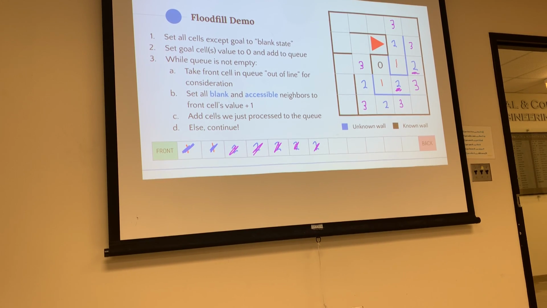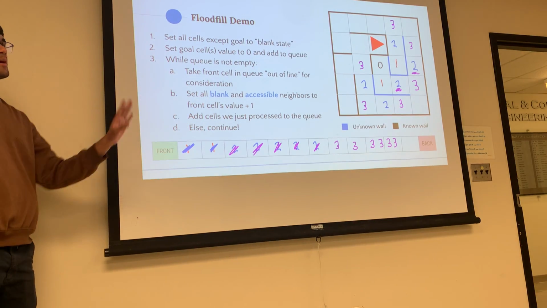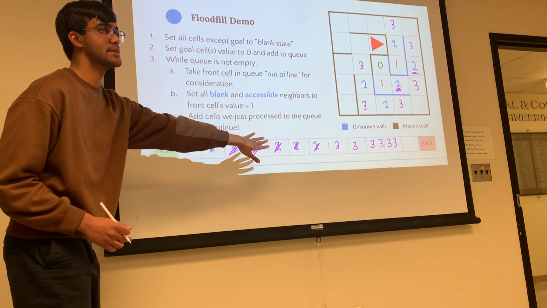Oh, and I forgot to add all these to the queue. My bad. Sorry. 1, 2, 3, 4, 5, 6. So as I was writing all these 3s, I should have been adding them to the queue. So imagine that as I was writing each 3 on the grid, I was also writing the 3 in the queue.